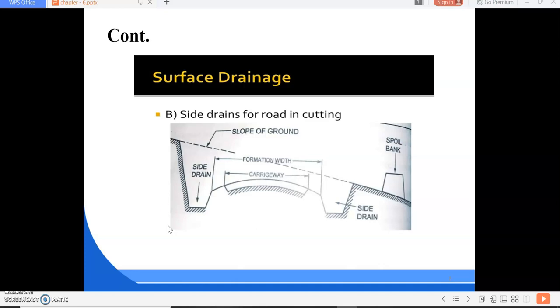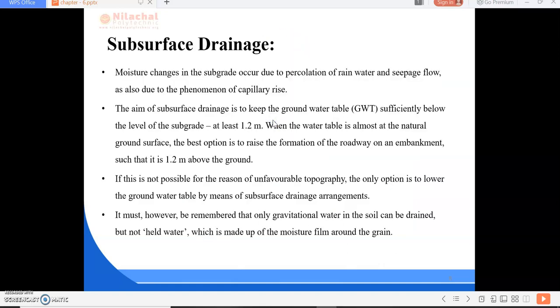Here we can see this image. This is the carriageway, this is the formation width, and here we can see the slope or gradient which is provided is parabolic in nature and parabolic in shape. That is why it is called a parabolic gradient or parabolic slope. So today we are going to study the subsurface drainage system.